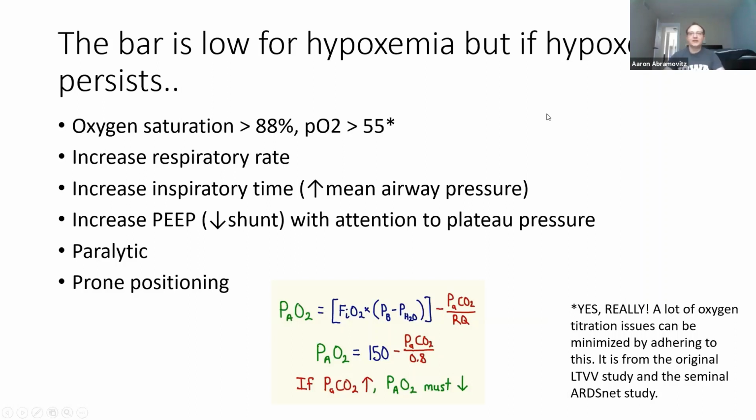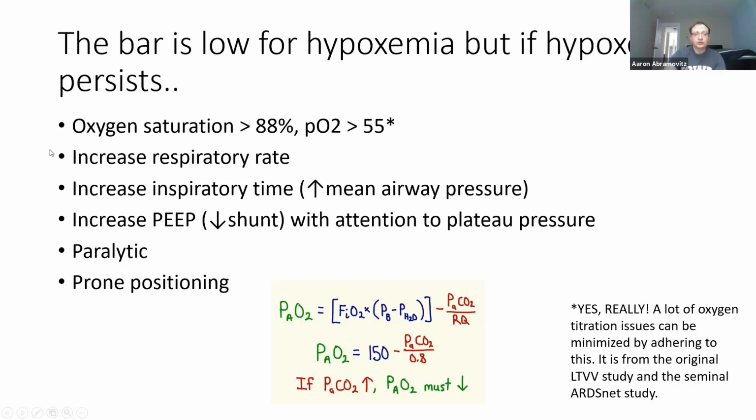With that said, if you're still hypoxemic, not meeting this oxygenation goal, what can you do about it? You can increase the respiratory rate actually, because if you decrease the PaCO2, you'll increase the PaO2 based on the alveolar gas equation. It's kind of like voodoo, but it works. You can increase the inspiratory time. That means making the I:E ratio closer to 1:1. That increases the mean airway pressure and improves oxygenation.